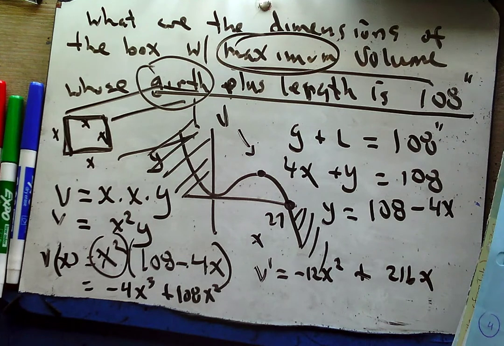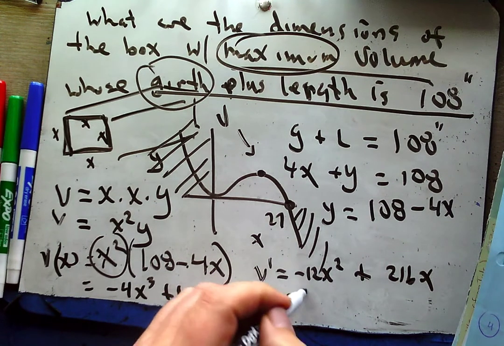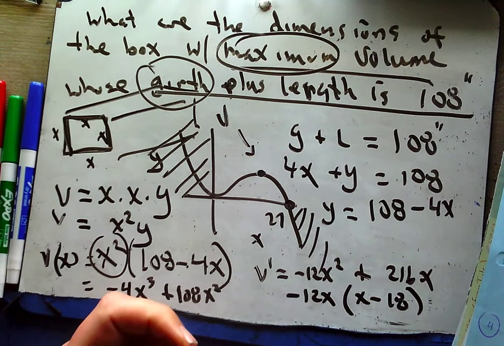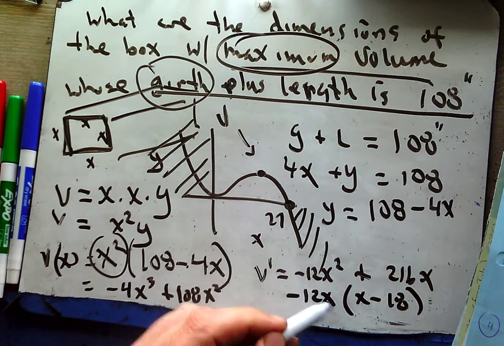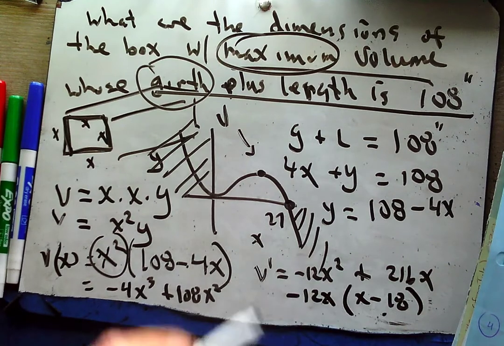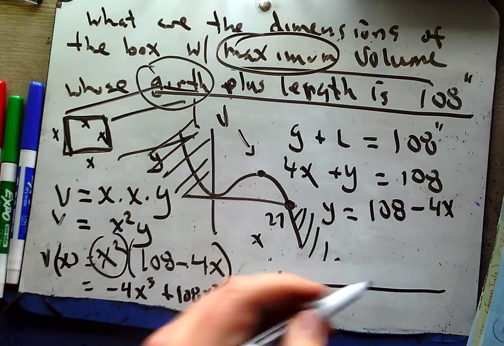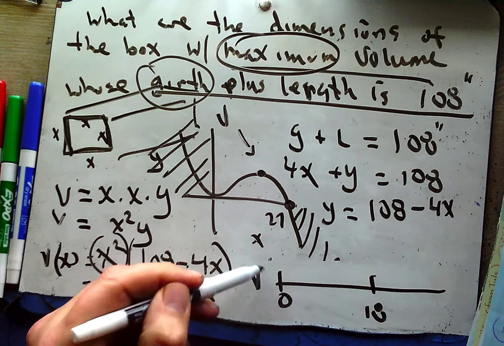216 divided by 12. That was not that. 216 divided by 12 is 18. Okay, so I'm going to take out a minus 12x and have x minus 18 here. So I have zeros at 0 and at 18 on v prime. So 0, 18, v prime.